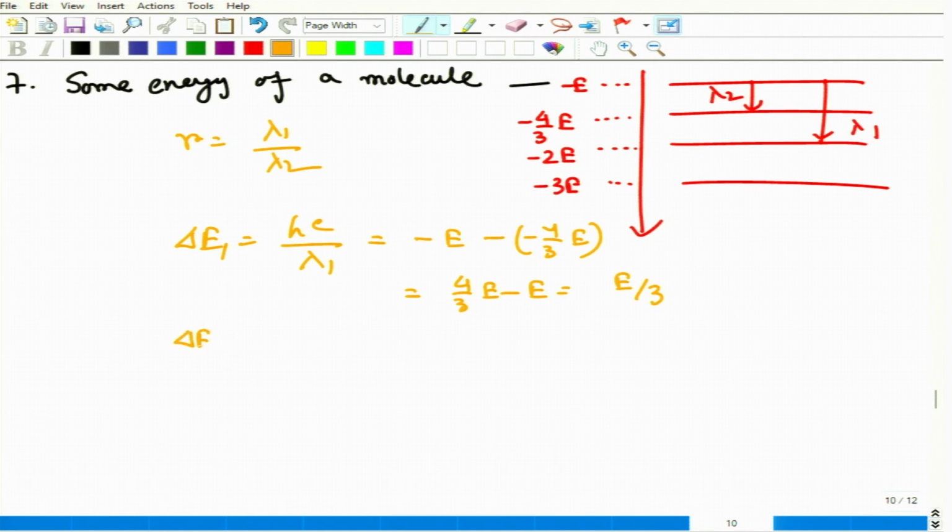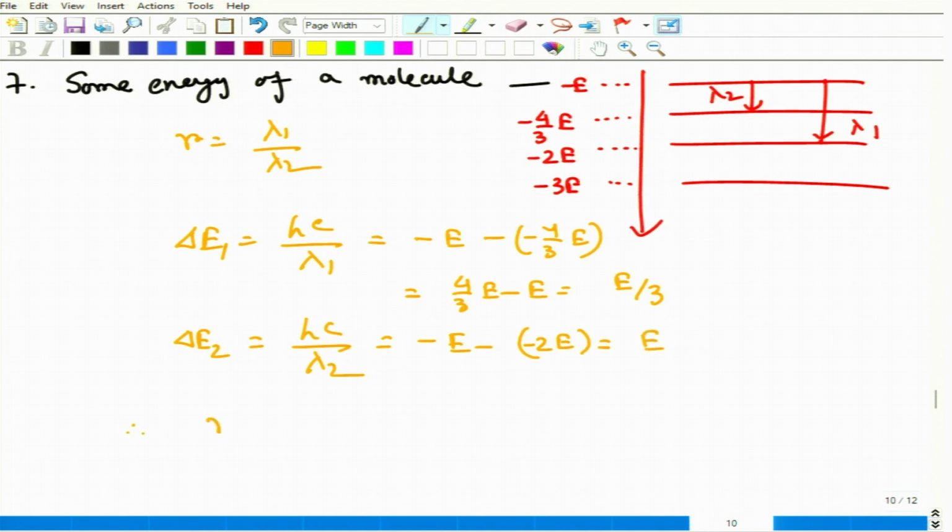Okay, similarly, for lambda 2, again it will be E minus 2E, or minus E minus minus 2E. So it's E.